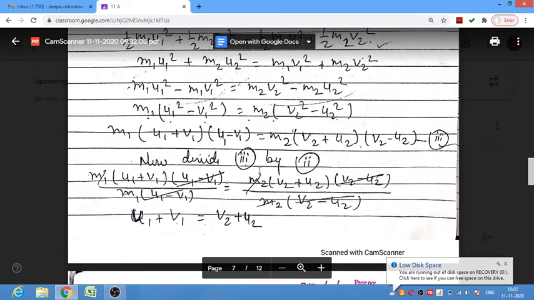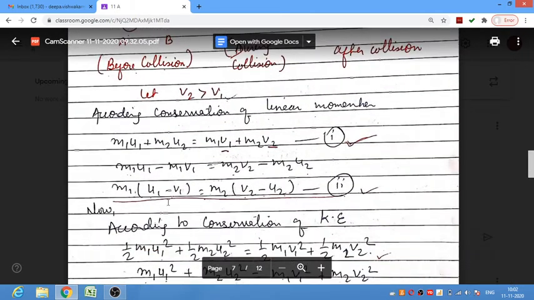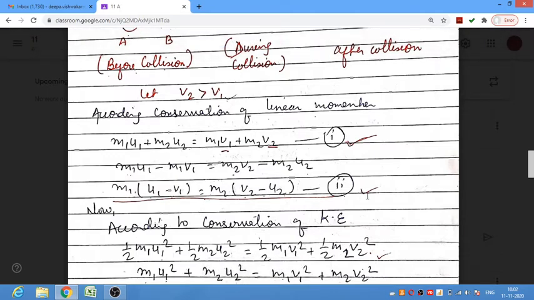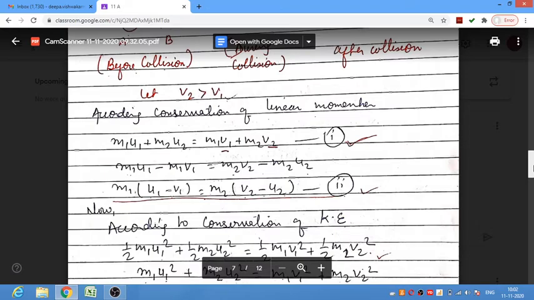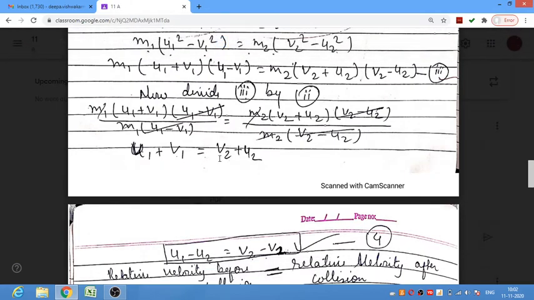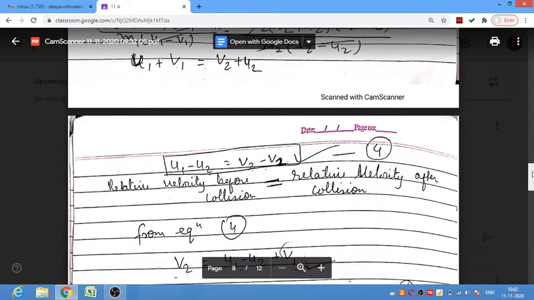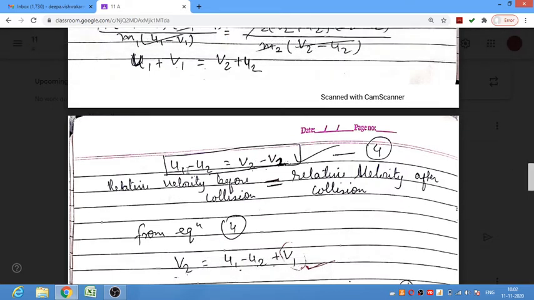Now we will divide equation number 3 by equation number 2. After dividing both, we will get u1 plus v1 is equal to v2 plus u2. Then this is the equation: u1 minus u2 is equal to v2 minus v1. This is equation number 4.